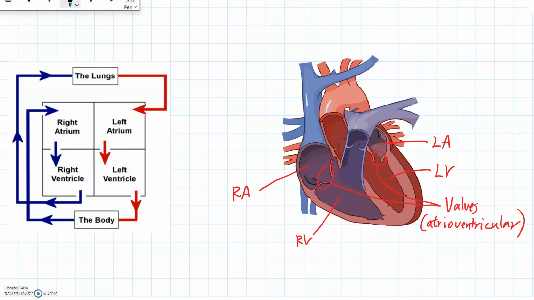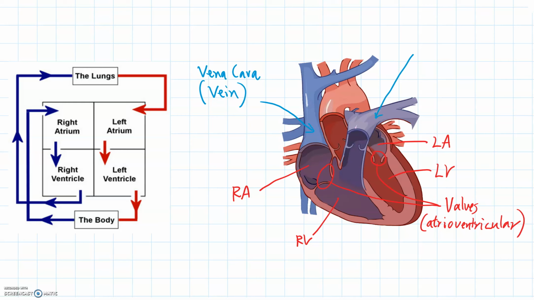So let's label them using the colours that they are. When blood first returns back to the heart, it comes in through this vein here, which is called the vena cava. It's the main vein carrying blood back to the heart. Then when blood leaves the right side of the heart, we've got this artery here, which is taking blood to the lungs. The word for lungs is pulmonary. So this is the pulmonary artery.